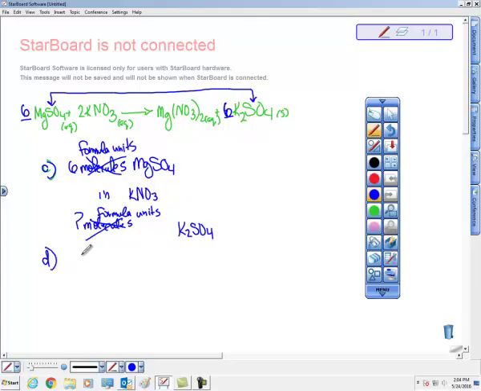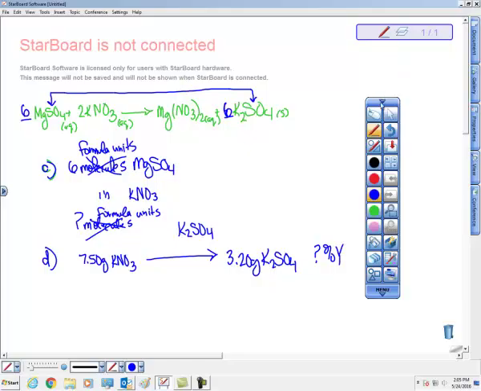Part D says if I have 7.50 grams of KNO3 and an excess of MgSO4, what that means is that you have a lot of MgSO4 and it won't run out. So that's not actually part of the problem, that information that they gave you. And I produce 3.20 grams of K2SO4. What is my percent yield?